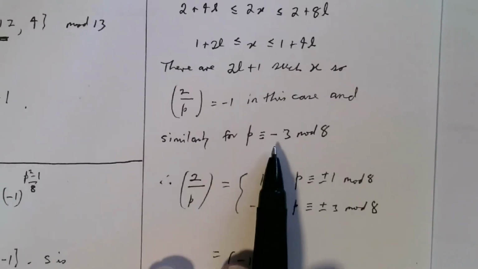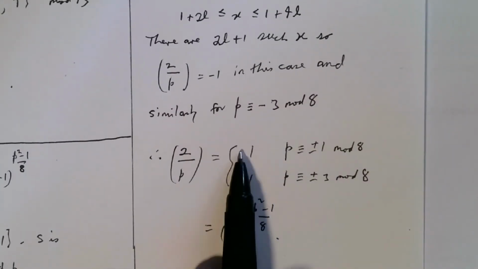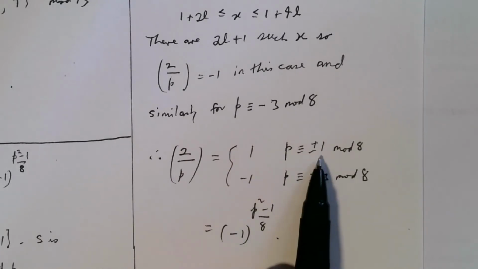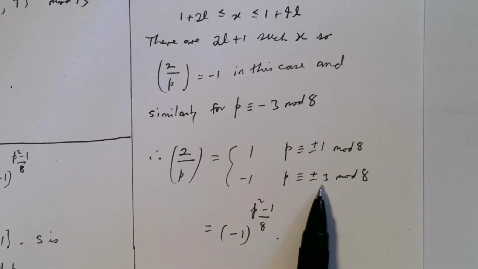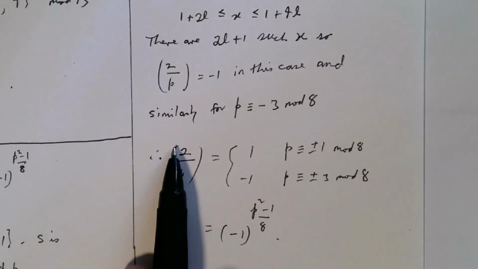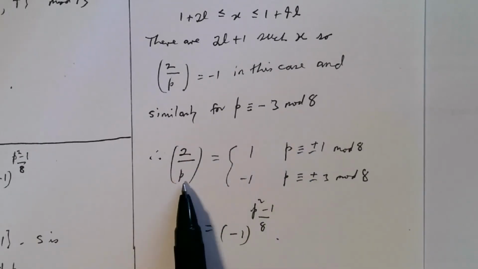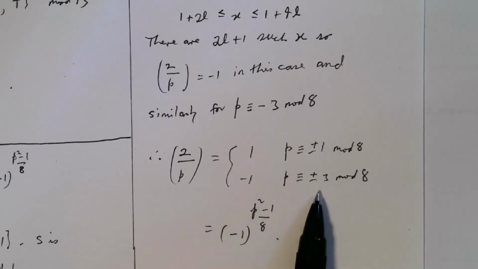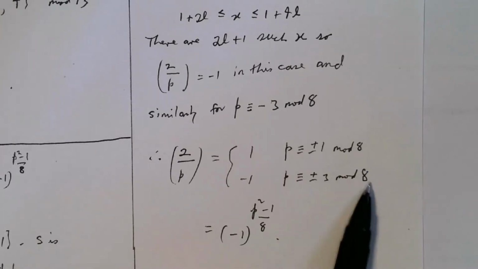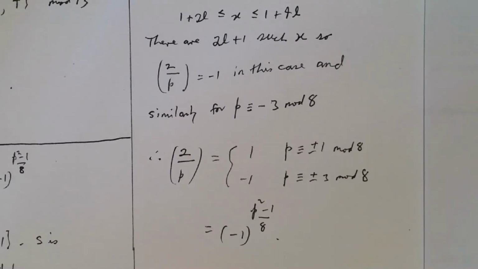So we can summarize that then as 2 over p is 1 if p is plus or minus 1 mod 8, and minus 1 if p is plus or minus 3 mod 8. Remember what that means. That means 2 is a square modulo an odd prime p if and only if the prime is plus or minus 1 mod 8, and it's not a square if it's plus or minus 3 mod 8. So again, we're seeing the primes falling into different classes. Primes of different shapes do different things, and here we're looking at the primes modulo 8.